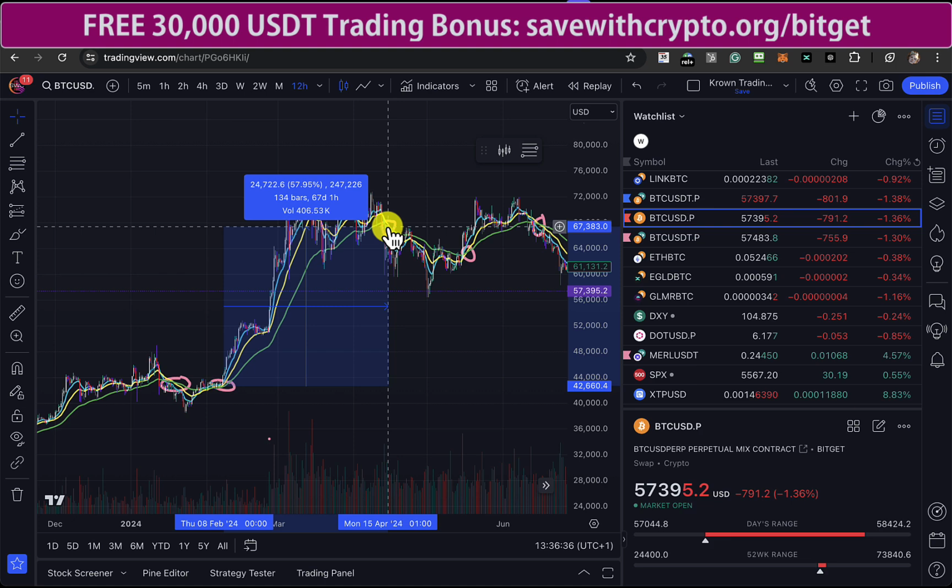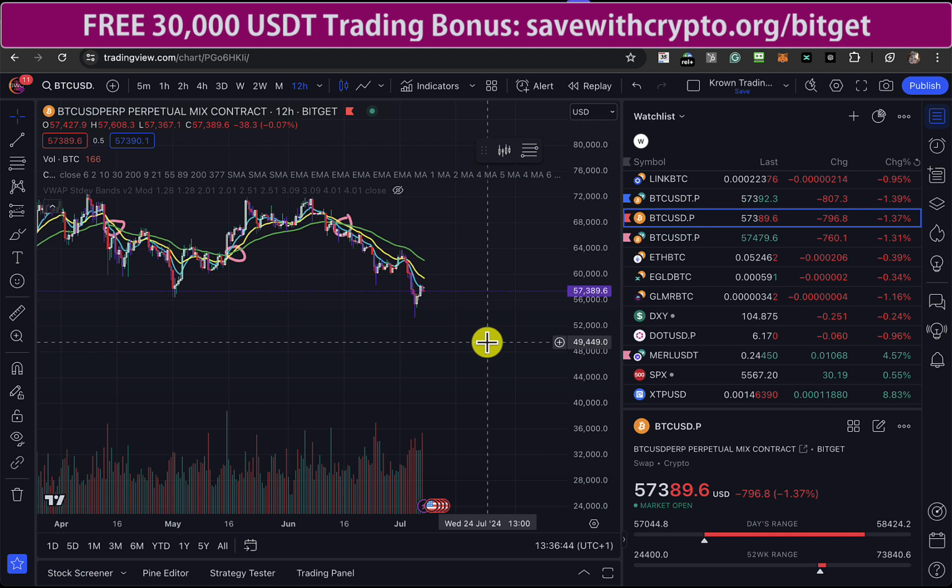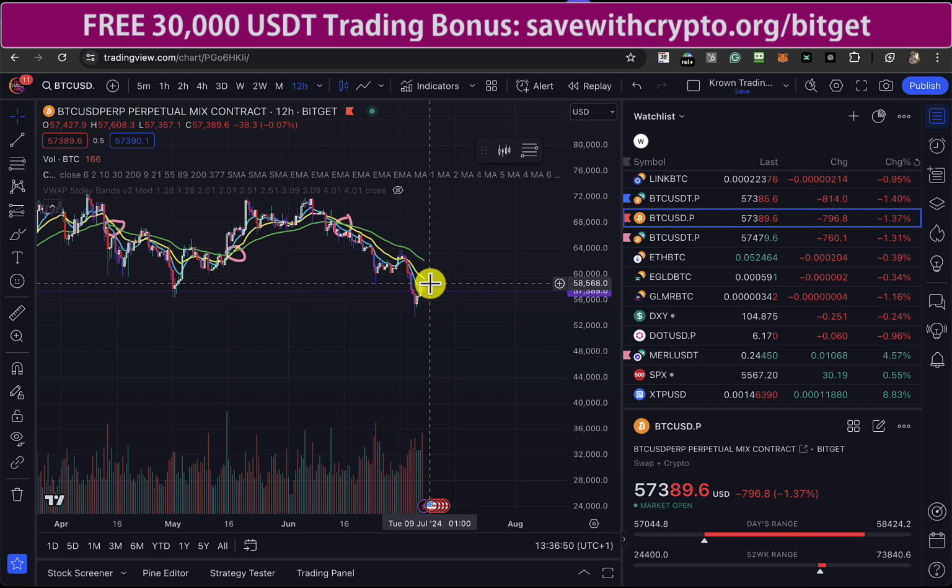That was a 57% increase over 67 days. So using this on the 12-hour time frame is really good for very long swing trades, if you like. At the moment, the green is above the yellow, which implies we're in a downtrend. So this got me thinking, well, can I use this on much smaller time frames?